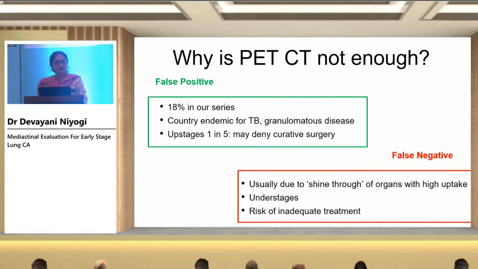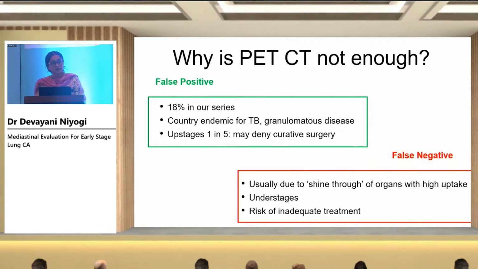When we analyzed our series at TMH, with lymph nodes with SUV uptake of more than 4, which in any cancer would be considered fairly significant, in lung cancer the false positive was seen in 18% of the time. That is, in 1 in 5 patients, we risked upstaging the patient if we only depended on the PET scan for the mediastinal nodal status. The reason for that is India is a country which is endemic for TB and for granulomatous disease. So even the nodes which are affected by granulomas or TB can look like hot nodes on a PET scan and may end up upstaging your patient quite significantly.